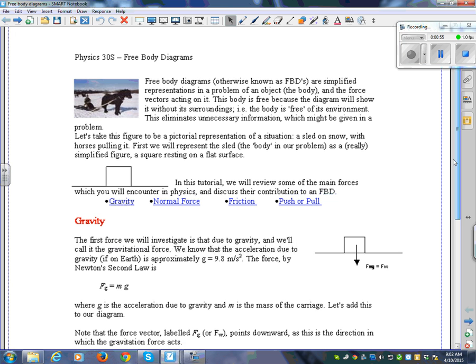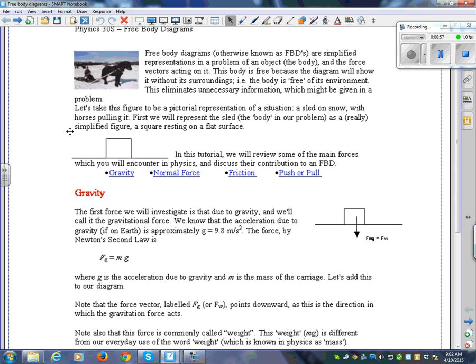The fire drill. Okay. So here we have, okay, Lane, I really need to do this now. Okay. Let's take this picture to be a pictorial representation of a situation, a sled on snow with horses pulling it. First we'll represent the sled, the body of the problem, as a really simplified figure. We just draw a box.